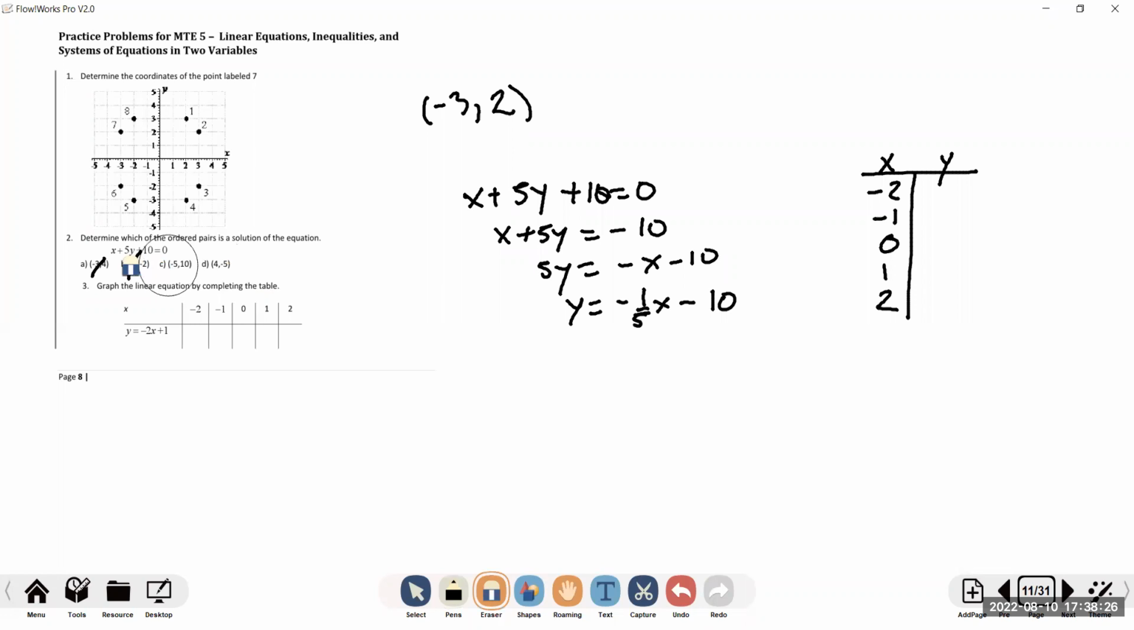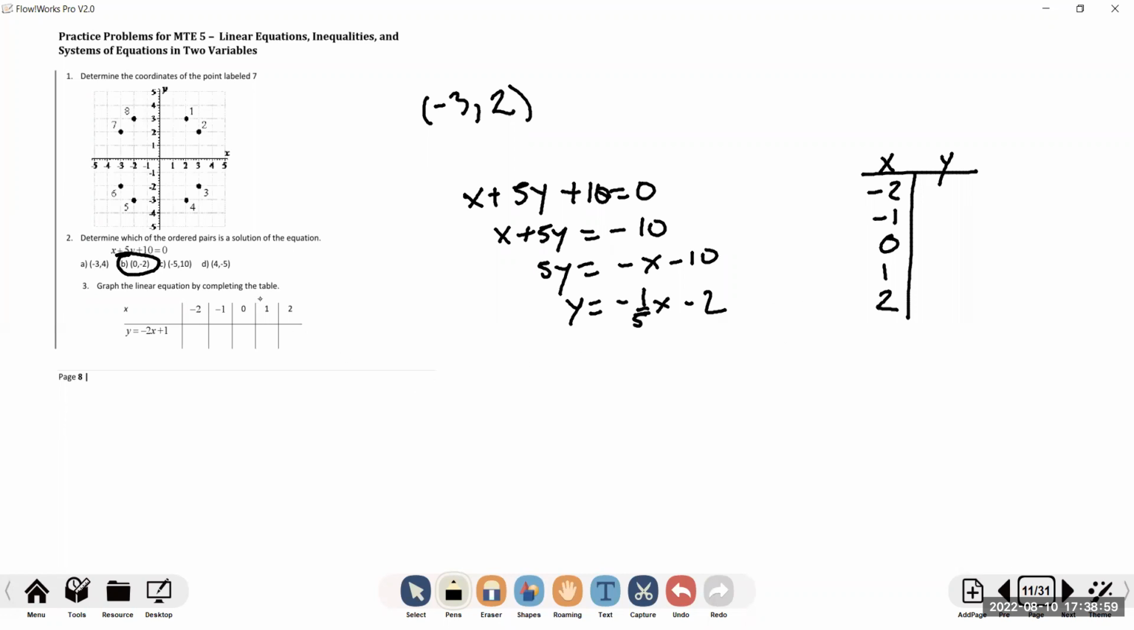No. So which of these is supposed to be the answer and is not? Oh, there we go. That's the problem. -10 divided by 5 is -2. So (0, -2) is our answer. Let's check the others just to be sure. 1 minus 2 is -1, not 10. Okay.